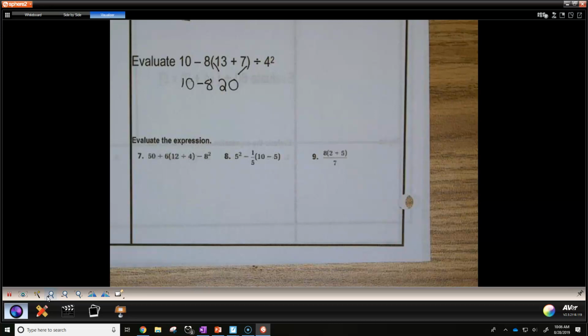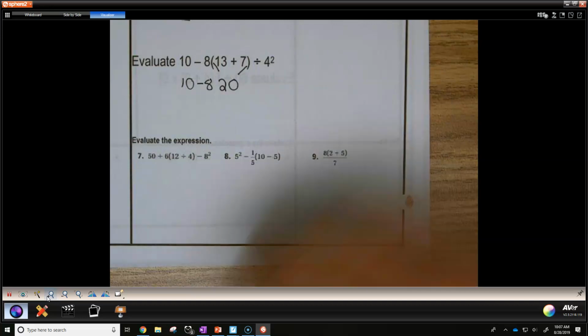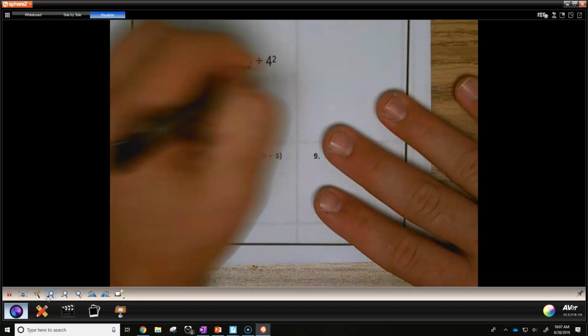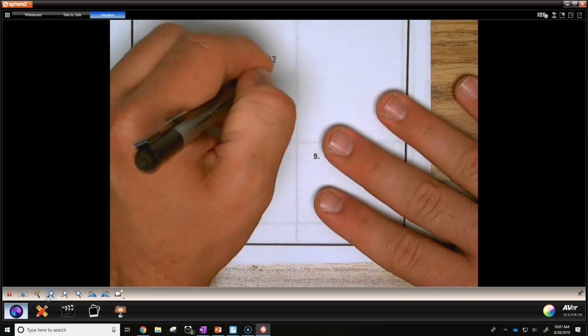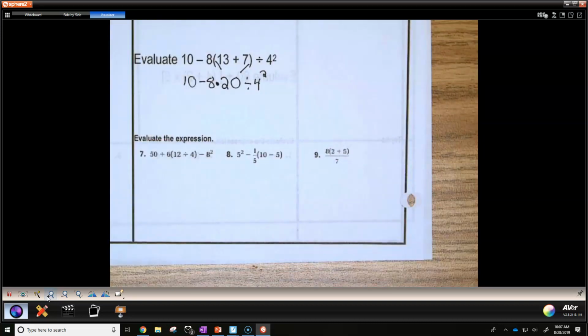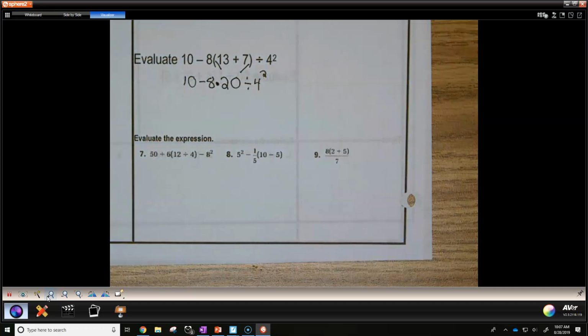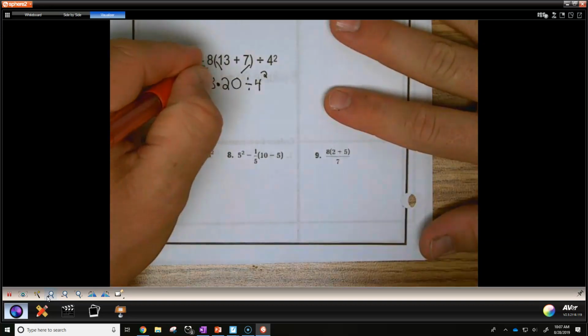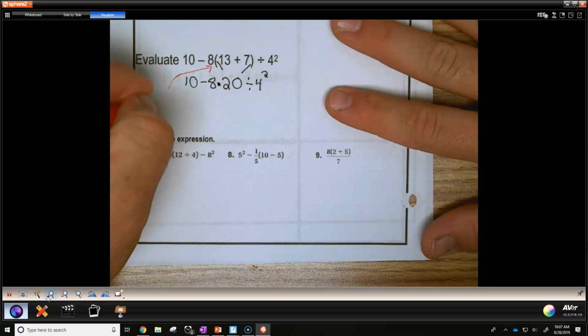What do we do? We multiply. Anytime you have a number sitting outside of parentheses, it means to multiply the two. You are essentially doing the distributive property. So I'm going to get my red pen to point this out. Means multiply.